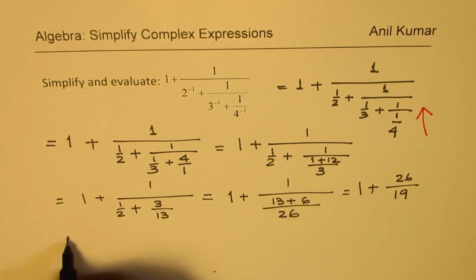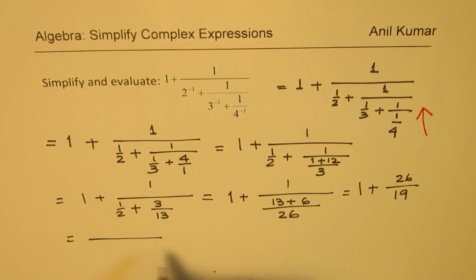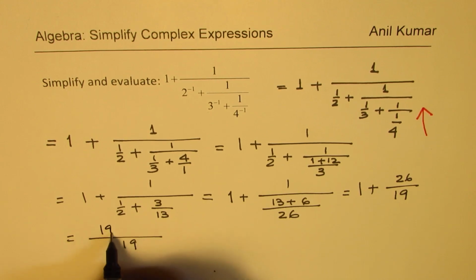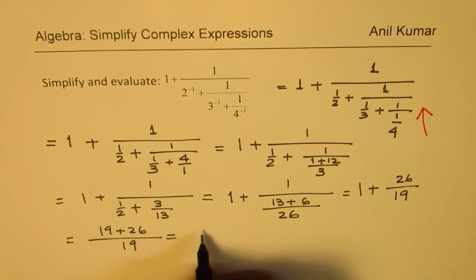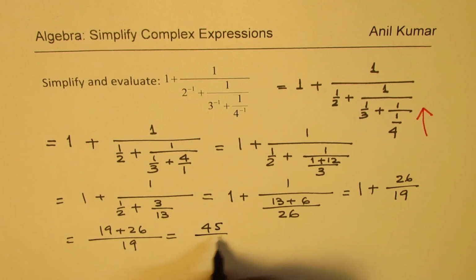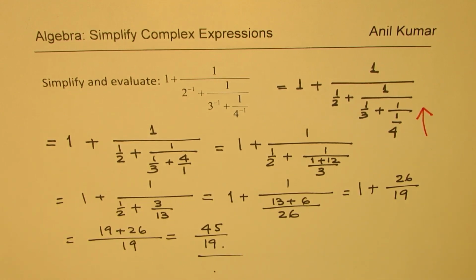Now we can again take the common denominator, which is 19. We get 19 plus 26. You see that? So that is how we are going to move up and get our answer, right? So add this, you get 45 over 19 as your final answer. Is that clear to you? So that is the way to solve or simplify such expressions.